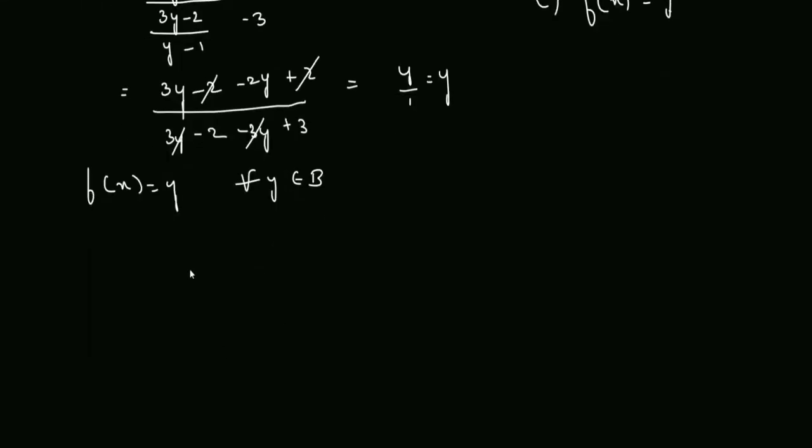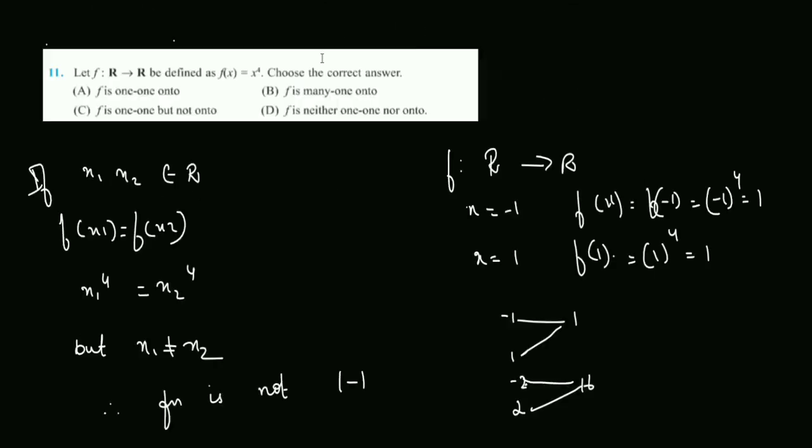Therefore the function is onto. So the function is one-to-one and onto. Therefore it is bijective. Okay, now we'll move on to question number 11.